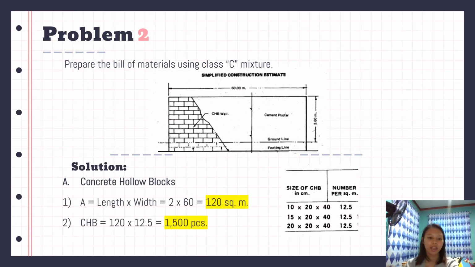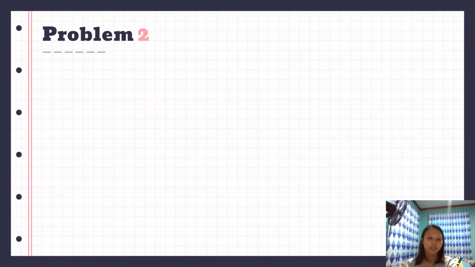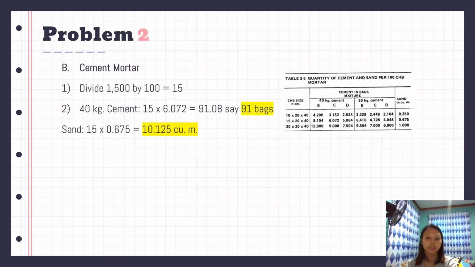First is to determine the area of the fence, which is equal to 2 times 6 equal 120 square meters. Referring to table 2.2, the area multiplied by 12.5 per square meter is equal to 1,500 pieces. Next, we solve for the cement mortar using table 2.5 for the quantity of cement and sand per 100 CHB mortar. First, we divide 1,500 by 100 since it is per 100 CHB, equal to 15.